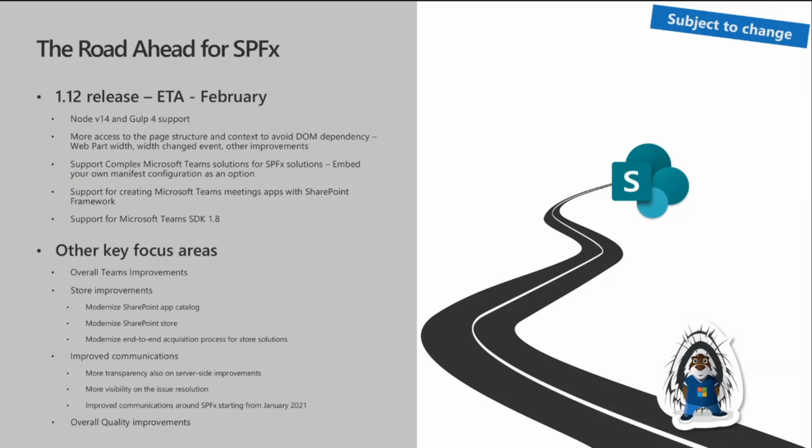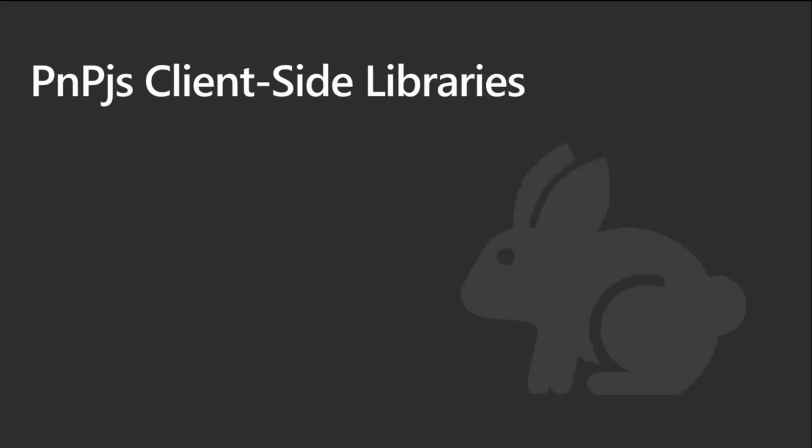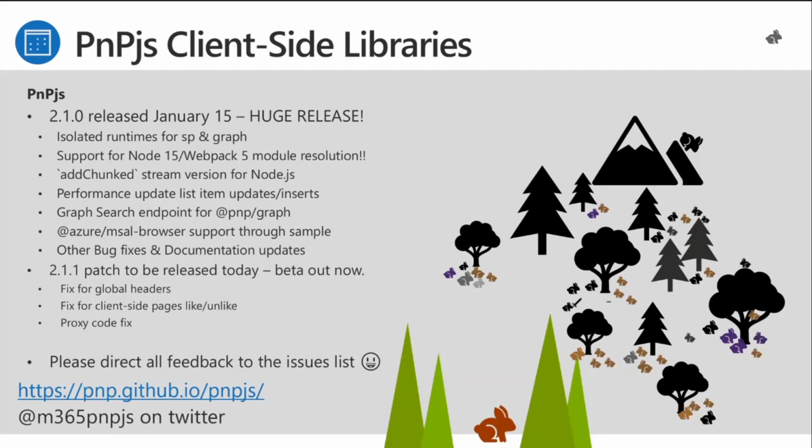Thank you so much, Vesa. And with that, we will go to the PnPjs client-side libraries updates. PnPjs 2.10 released January 15th. This was a really big release for us. It included isolated runtimes for SharePoint and Graph library, support for Node 15 and Webpack 5 module resolution, an added chunked stream version for Node.js, as well as a lot of other updates and fixes.